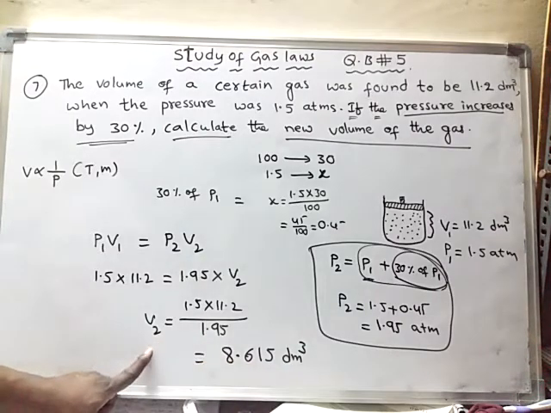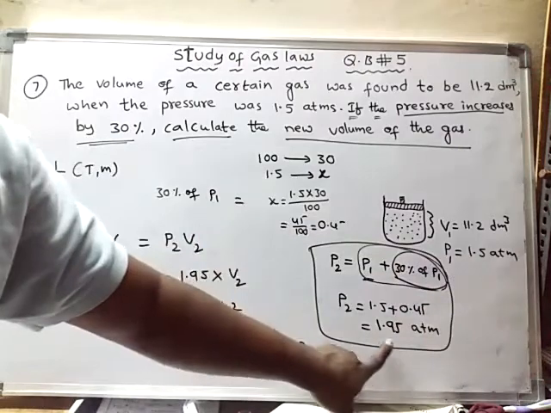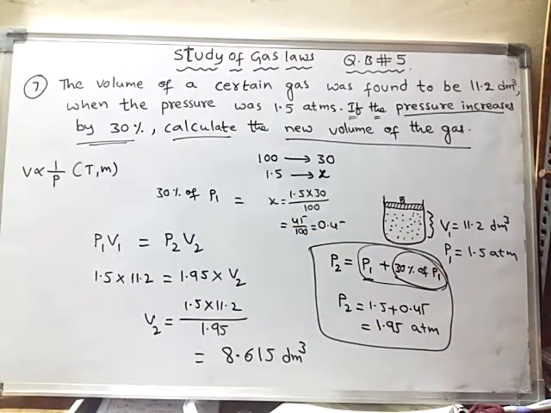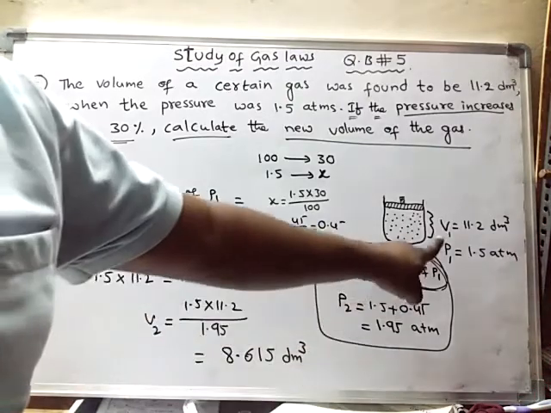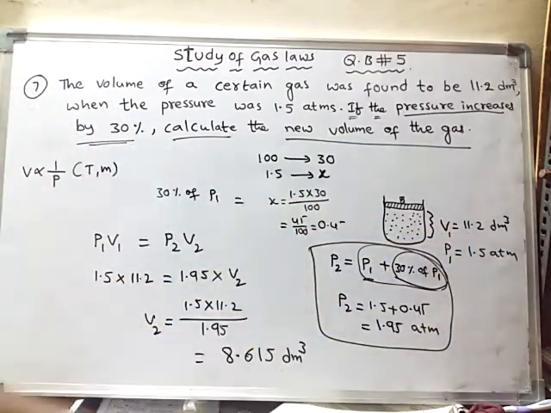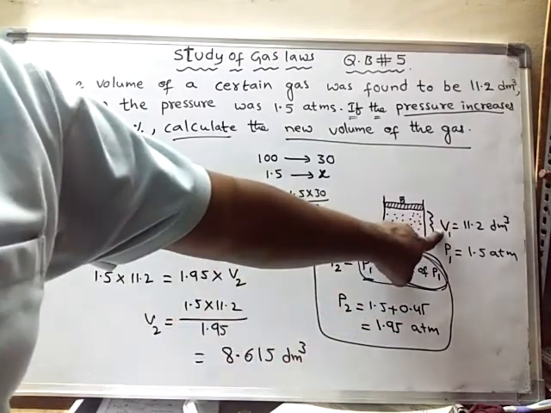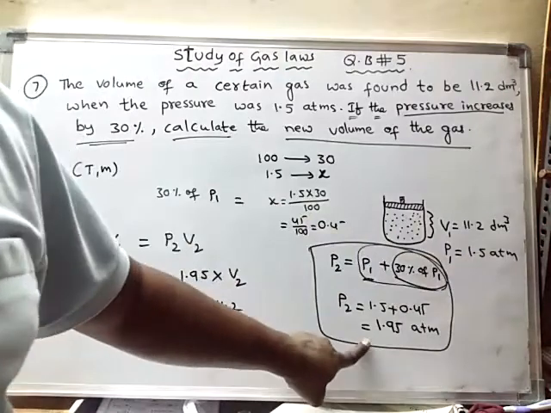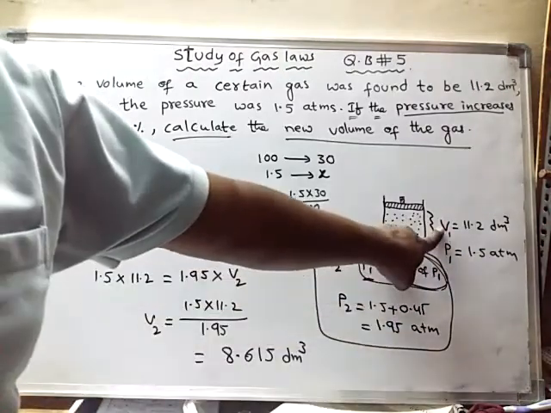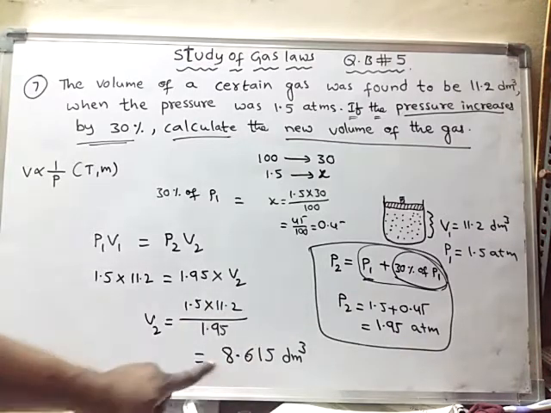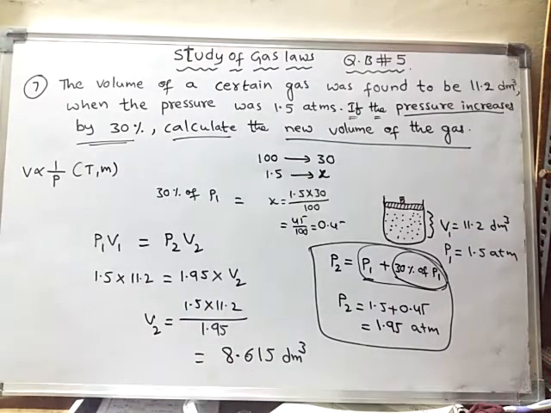Remember that as the pressure is increased from 1.5 to 1.95, volume should automatically decrease. So here volume is decreased from 11.2 to 8.615. Which one is greater? Initial volume is greater than final volume because initial pressure is less than final pressure. So automatically initial volume will be greater than final volume.